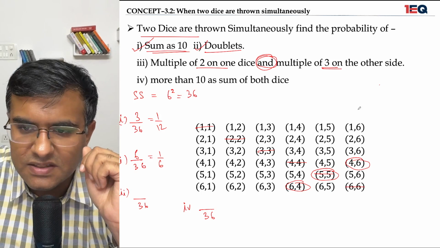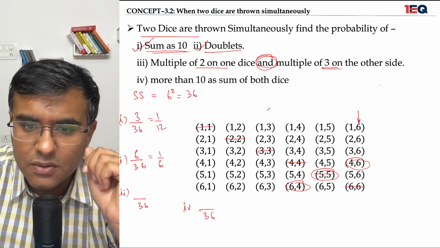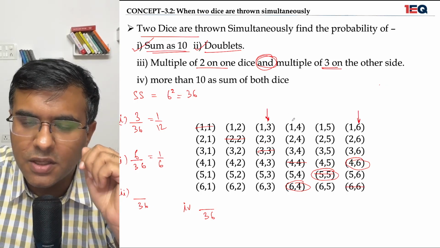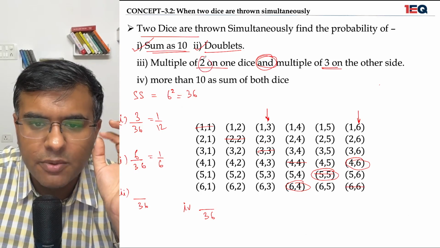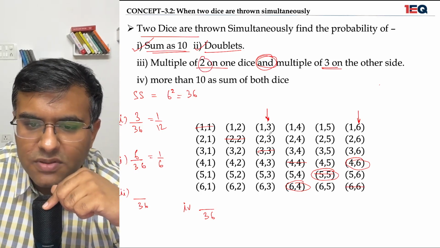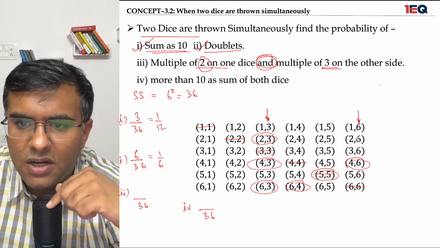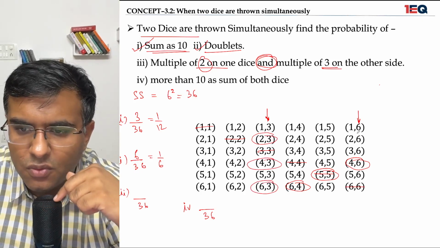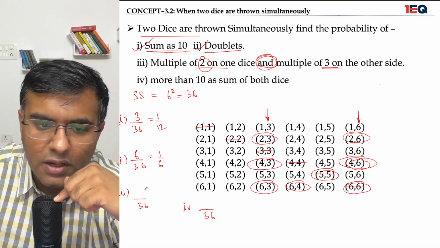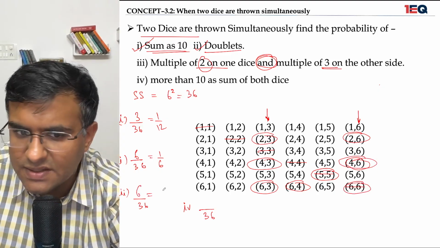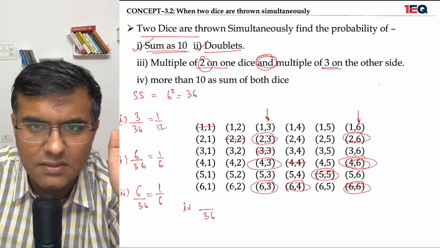So this is the row where there are multiples of 3, and this is the row where there are multiples of 3. This entire column and this entire column. Now I need to check the multiples of 2 on the first die. The multiples of 2 on the first die are 1, 2 and 3. Similarly, the multiples of 2 on the second die are 1, 2 and 3. So here I again have 6 outcomes out of 36 outcomes which are in my favor, and I would write the answer as 1 by 6. Simple.